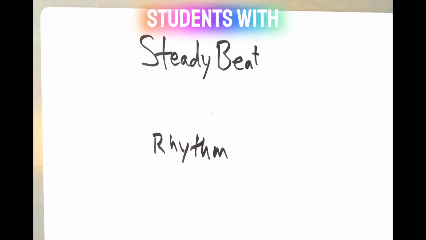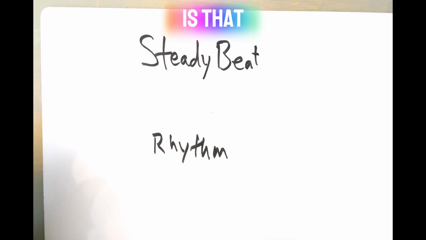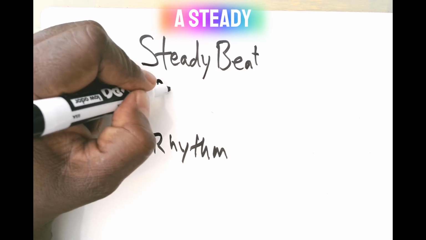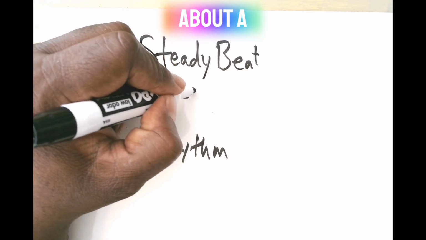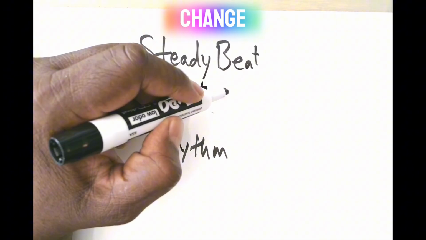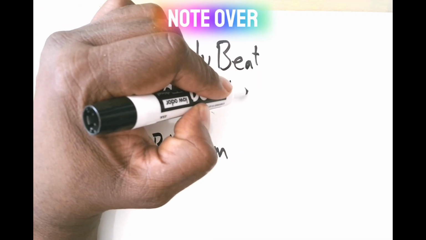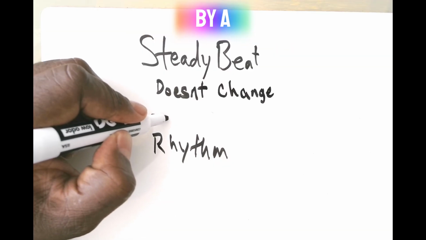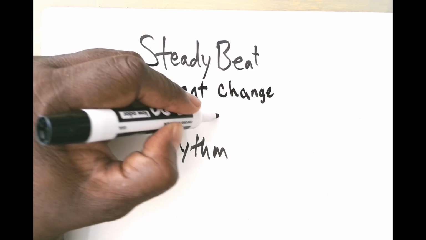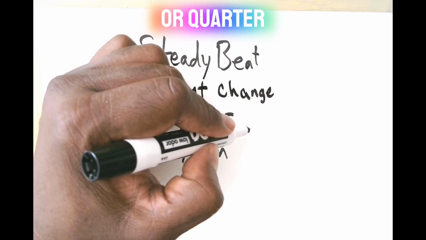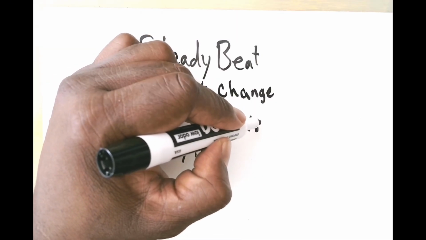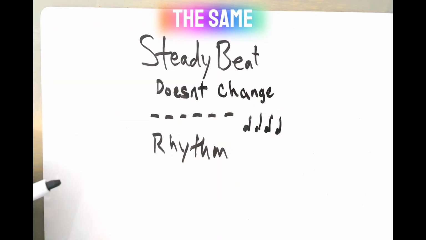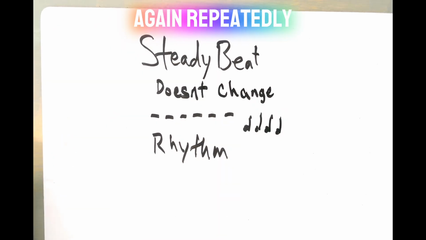The rhyme that I always tell my students with steady beat is that steady beat doesn't change and it stays the same. So when you're talking about a steady beat, you're talking about a beat pattern that doesn't change. It's the same note over and over again, right? So that could be represented by a set of slashes or quarter notes, right? It's the same thing over and over again, repeatedly.